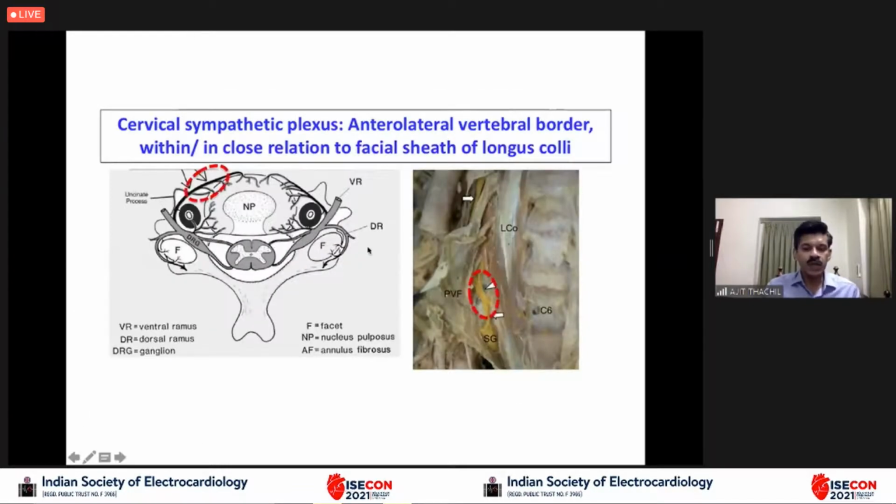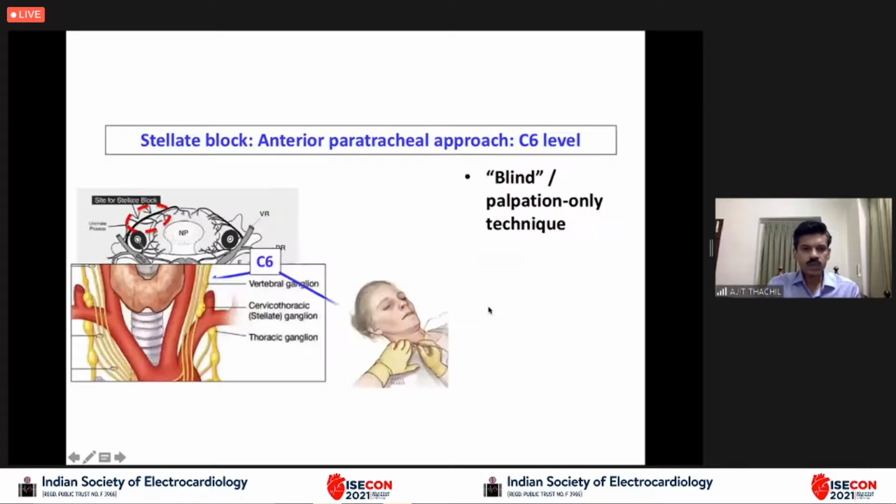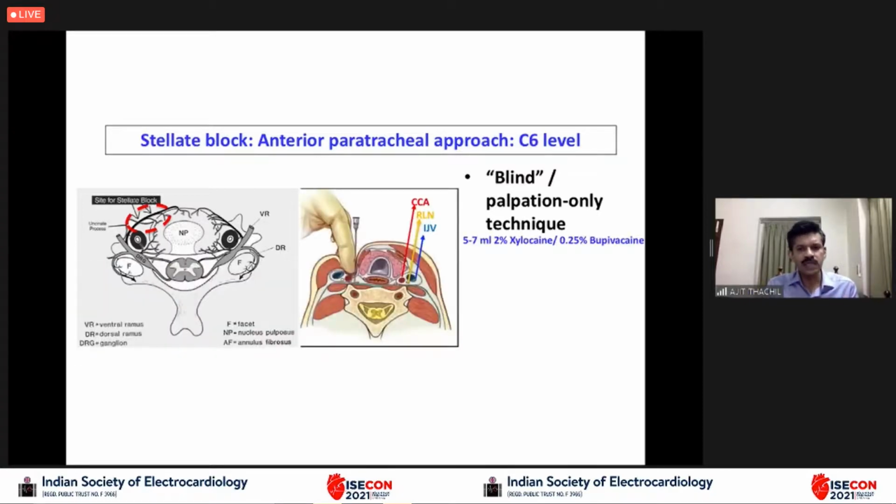How do you do it percutaneously? I think every person who manages a lot of arrhythmias should know how to do this. It can be done at the bedside. The stellate ganglion is right here in the anterolateral vertebral border, just next to the longus colli. So how do you reach there? You can actually do it blindly. Just palpate the carotid tubercle, pull the sternocleidomastoid away, stick a needle right down till you hit the vertebra, not the trachea, pull the needle back slightly, and gently you will be there.